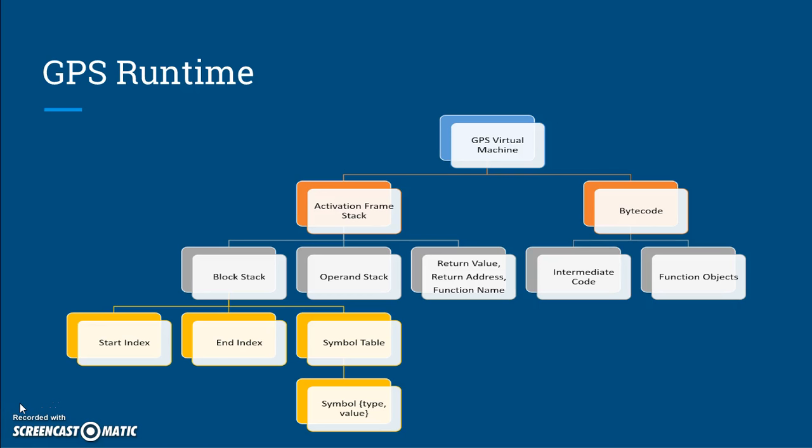Let's go on to the activation frame stack. The activation frame stack maintains the activation records as and when the functions are called. It has information on the return value, return address, name of the function, and the two stacks, which are the block stack and operand stack. The block stack is introduced for scope handling, and the operand stack is to store intermediate results. When we say block, we refer to functions, if else constructs, and loops.